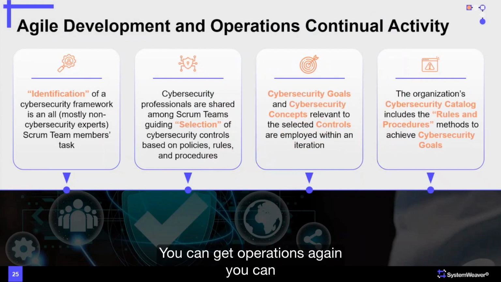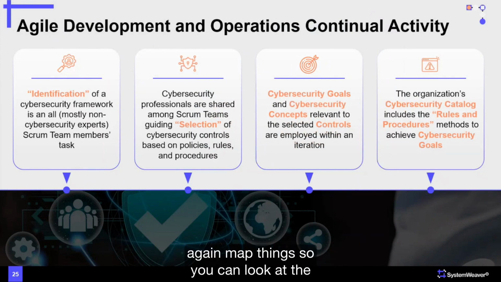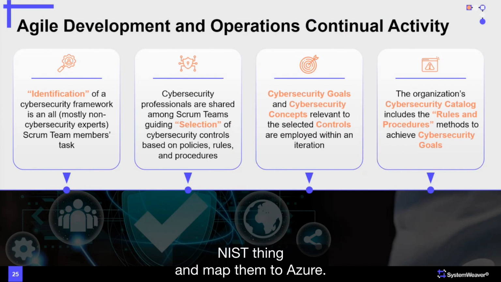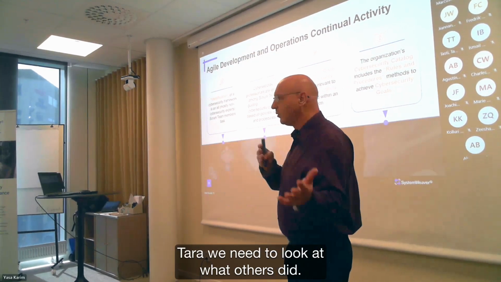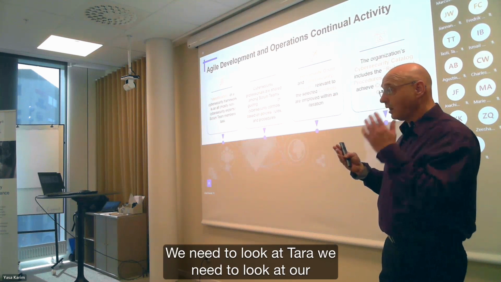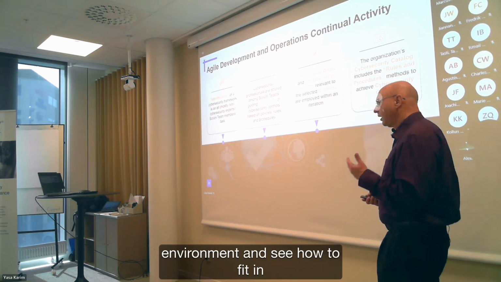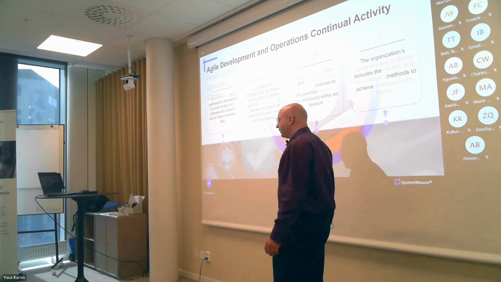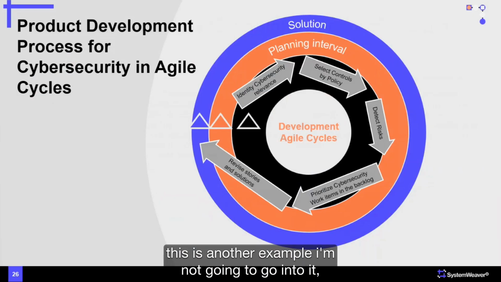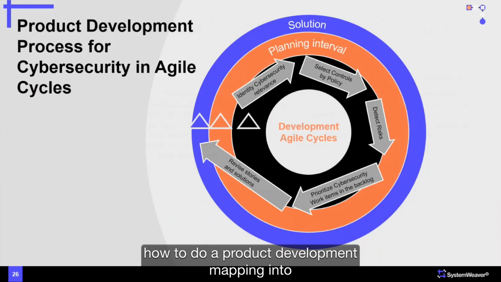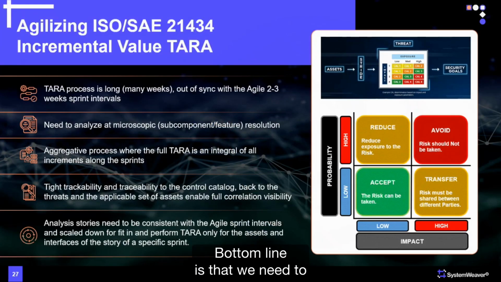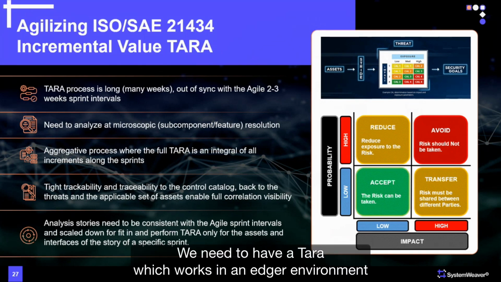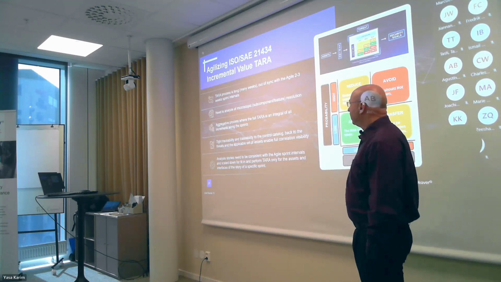Looking at operations, again, you can map things. So you can look at the NIST thing and map them to Agile. This is the thing that we need to do with TARA. We need to look at what others did. We need to look at TARA. We need to look at our environment and see how to fit in the Agile. So this is another example. I'm not going to go into it. How to do a product development mapping into Agile. Bottom line is that we need to agilize the TARA. We need to have a TARA which works in an Agile environment. And we need to address these things.